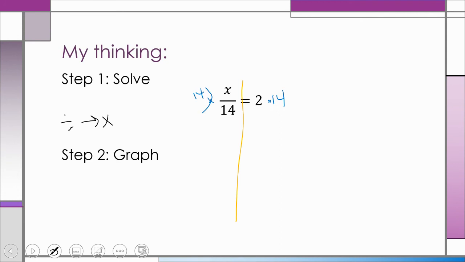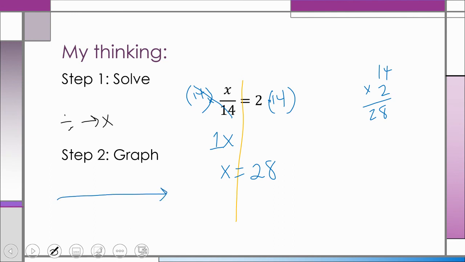Okay. I'm going to do parentheses. So 14 times x over 14 cancel out. They give me 1x, which is the same thing as x. And then 2 times 14 is going to give me 28. So x is equal to 28. Let's go ahead and graph it. We have 28, and since it's an equal sign, it's just going to be a solid dot on 28.